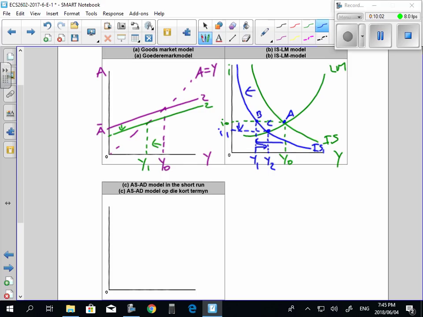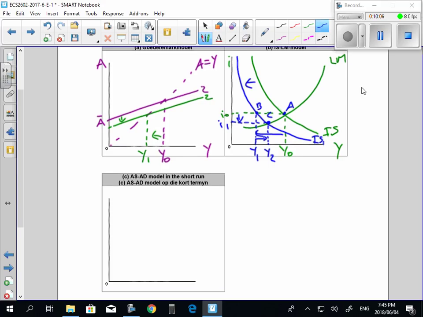And in your ADAS model, remember your fiscal policy shifts your AD curve.